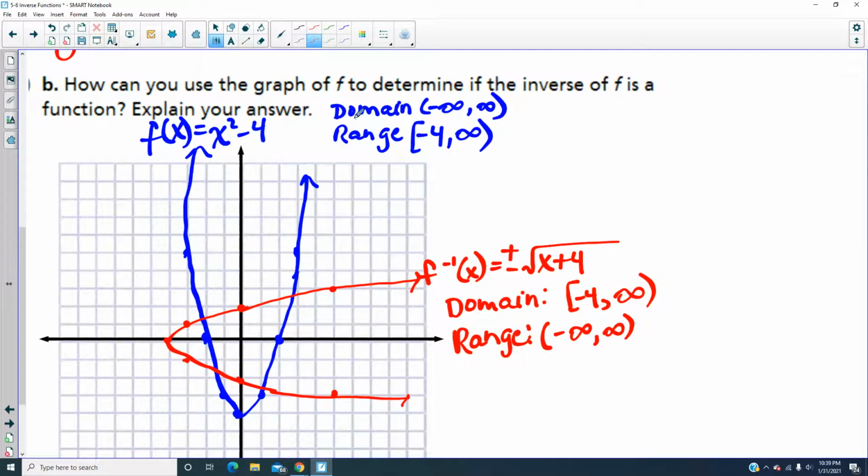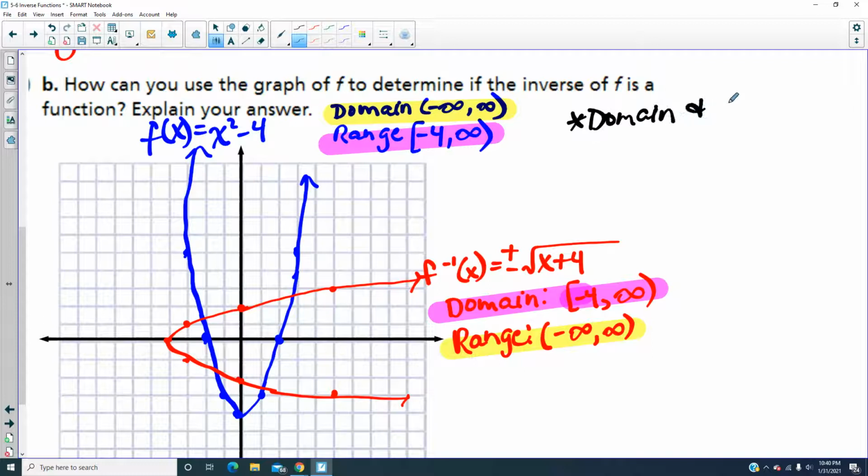Now, earlier in the lesson, I did say that the domain and range were switched, but I do want to point out the domain of f switched to the range of f inverse. And the range of f is now the domain of f inverse. So the domain and range switch. Just pointing that out. Once again, domain and range switch.